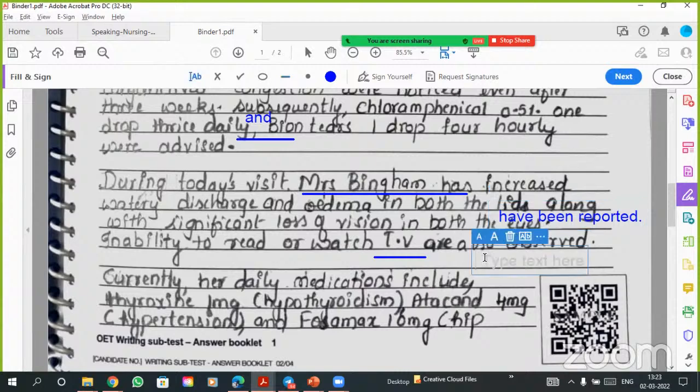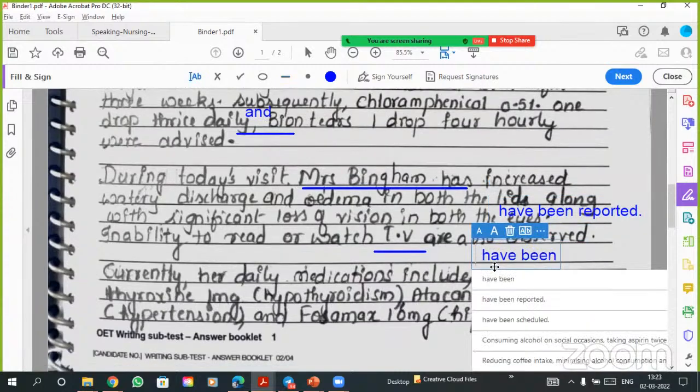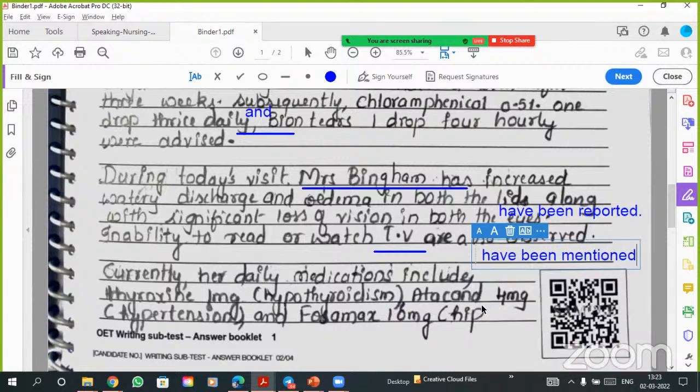Have been mentioned. Finished activity, you have to use present perfect. Have been mentioned, already told. So why do you want to say "are also observed"? "Are also observed" means present simple, that means now, afternoon, tomorrow also. You are talking based on some observation earlier, today's visit.